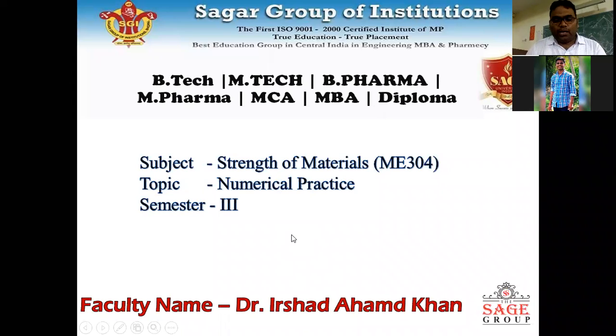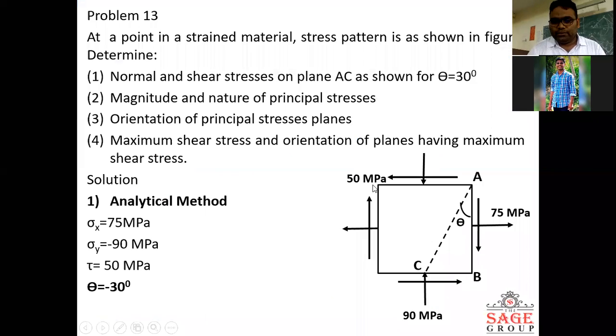Today we are going to solve a few numericals based on the Mohr circle and the analytical method. So, let's move to the next slide. The problem statement is like this: at a point in a strained material, a stress pattern is shown in the figure. Determine the following. This is the question, and this figure is mentioned in the question.